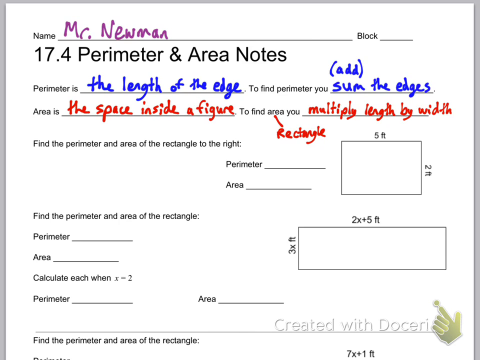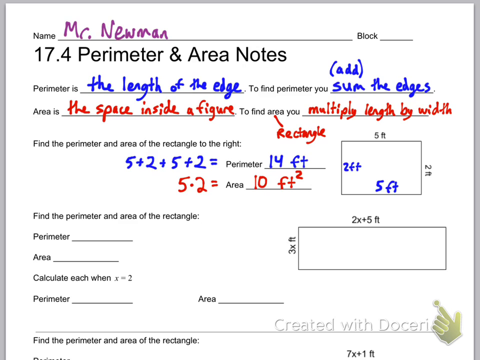Let's show some examples. So right here, on the perimeter and area of the rectangle to the right, I know that the width is 5 and the height is 2. That means I can label that bottom one as 5 feet, and I can label the left side as having 2 feet. So perimeter is just 5 plus 2 plus 5 plus 2. Notice I added all the edges. That makes it 14 feet. The area is 5 times 2, or 10 square feet.